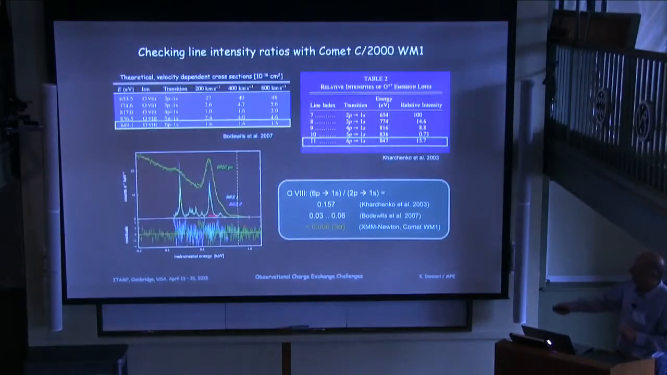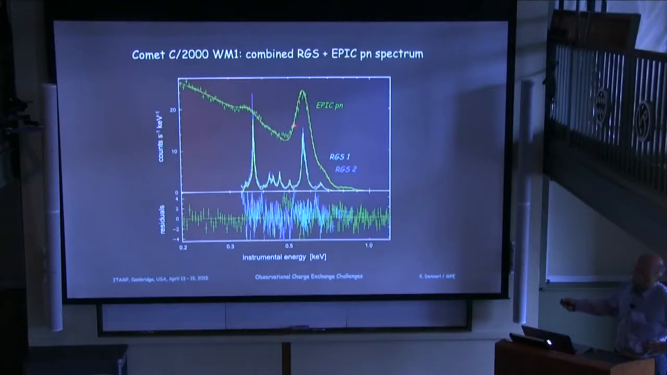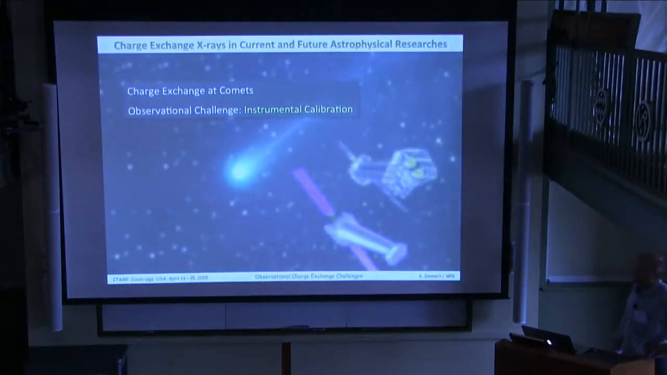You may have seen here that I have combined RGS spectra with another spectrum. This is from EPIC PN. And now comes the problem. If we look carefully at this, then we see that they don't match perfectly. Match could be better. And this brings me now to the last part, the instrumental calibration. This is a very, very important topic.